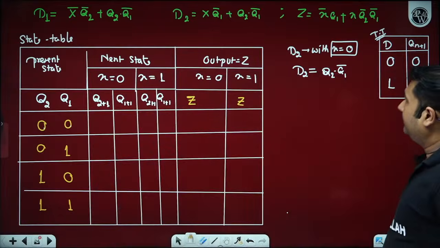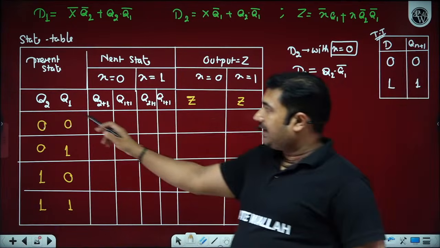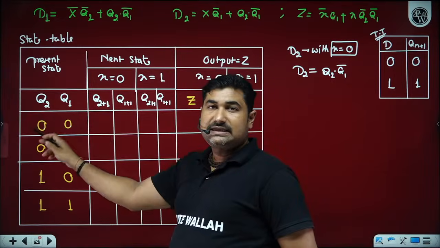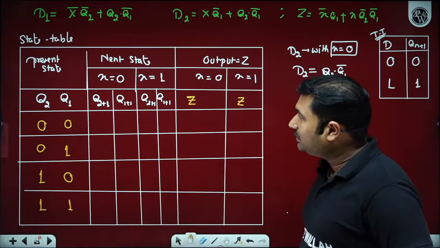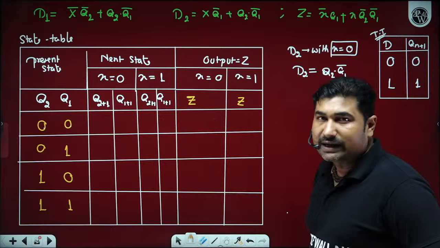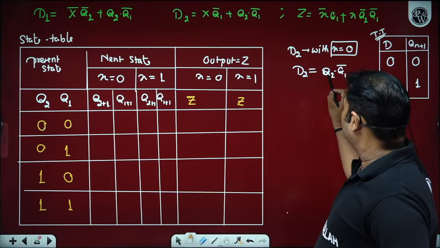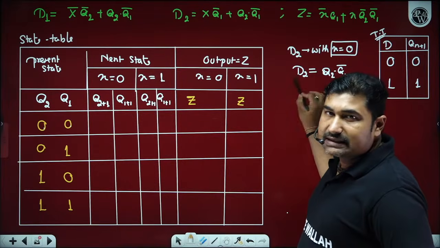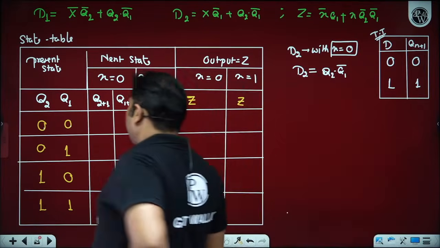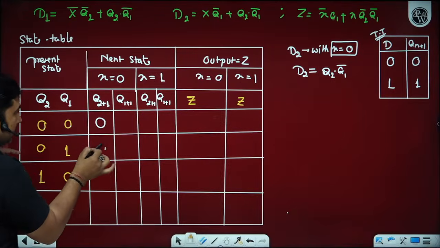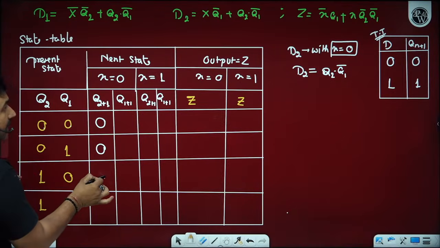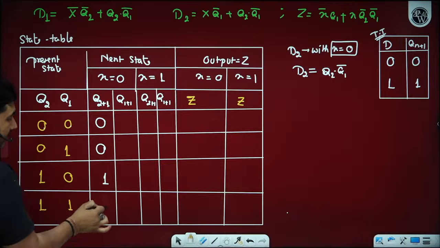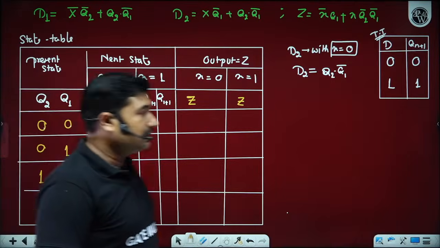So please observe, with x equal to 0, if we have Q2 0, Q1 0, present state 0, 0, then what happens to the next state Q2 plus 1? If x is equal to 0, only at 1, 0, D2 is high. Everywhere else D2 is low. So if D2 is low, your next state Q2 plus 1 will remain low. Only at 1, 0 it will be high. Is it okay? Yes, sir.